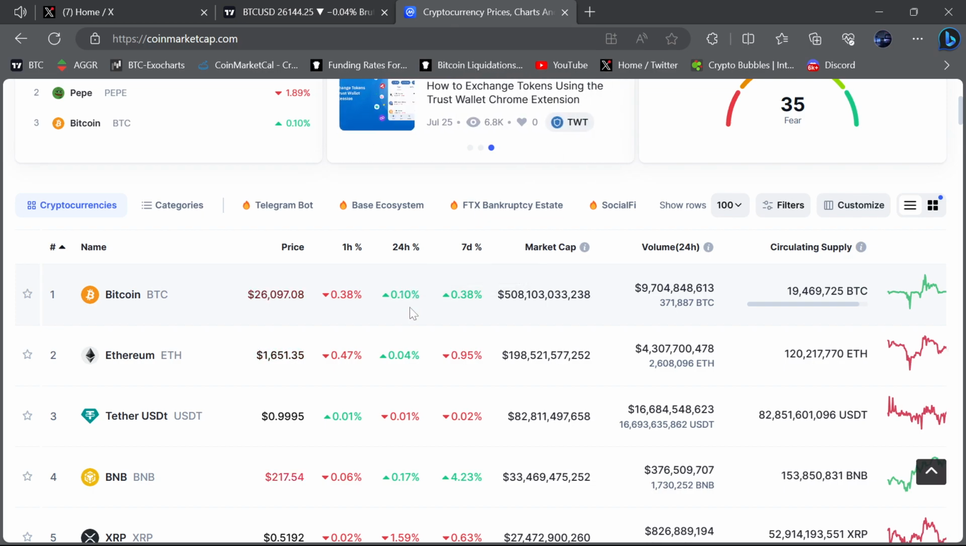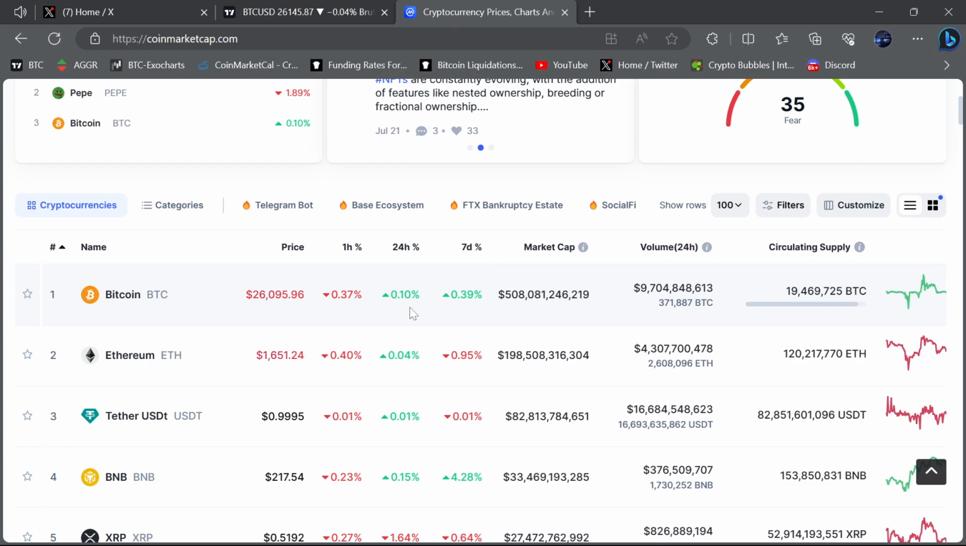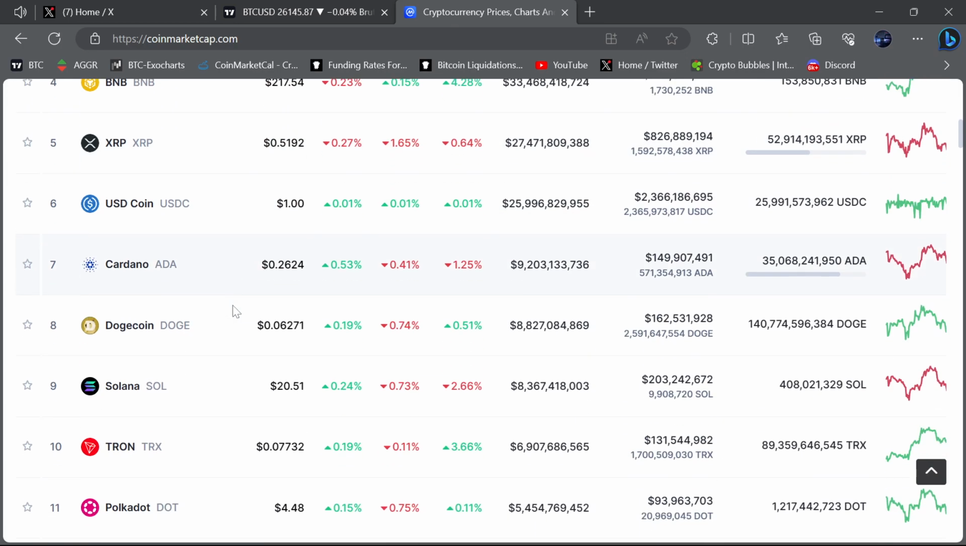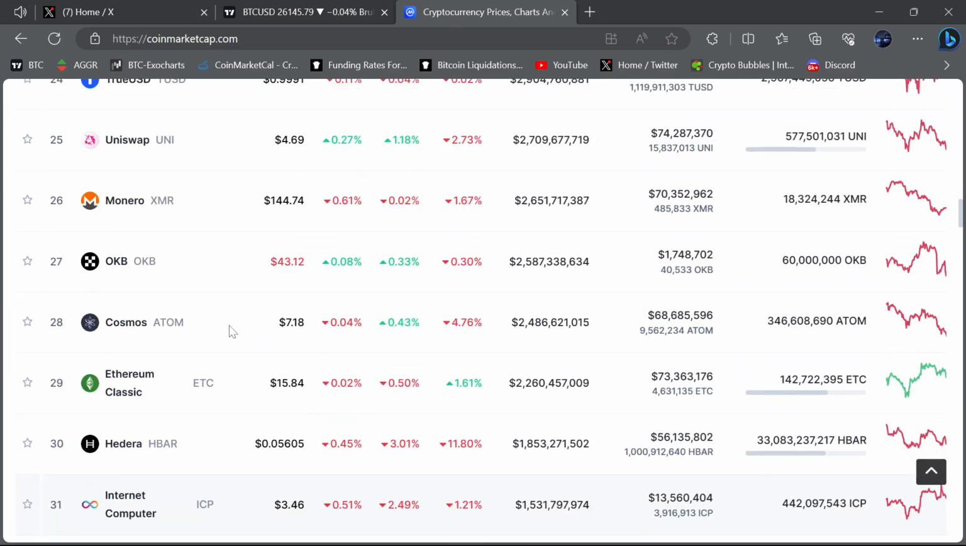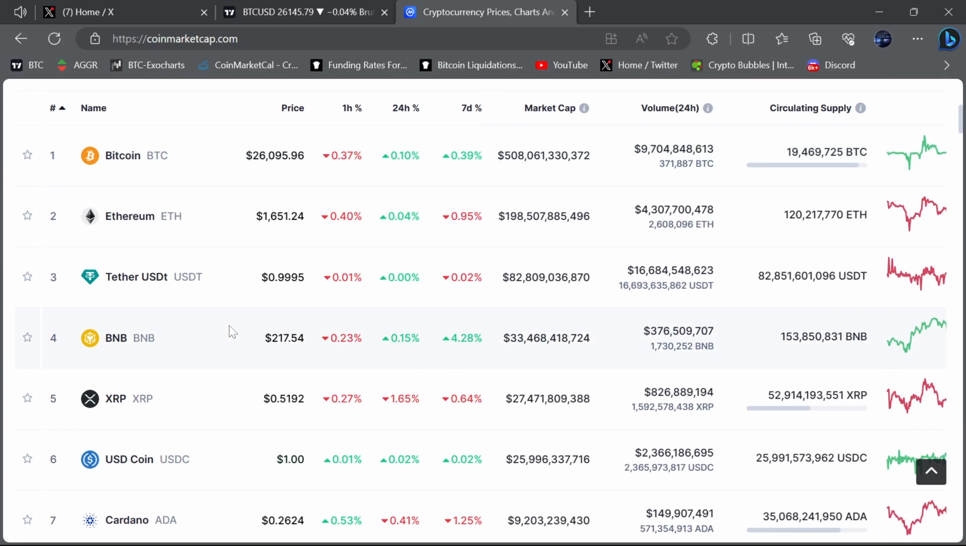So you guys just need to understand that if you are putting $100 in a coin, that coin will not pump immediately. So that's why you guys have to trade in the top 100 coins for almost 1, 2 or 3 months to just know about the liquidity.